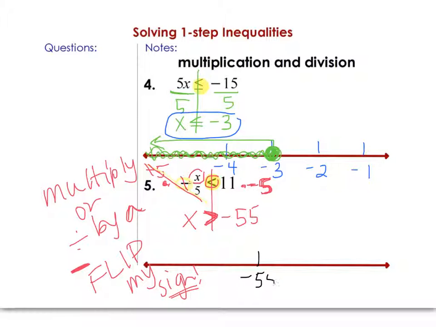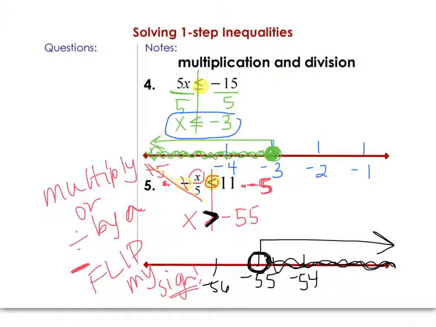So if I do my little graph, -55, -54, -56, an open circle, because x is greater than. Well, if I want x is bigger than -55, are they bigger on the left or on the right? They're bigger over here on the right. This is where I'm going to shade. I want everything over there.